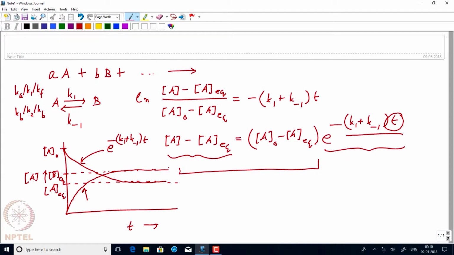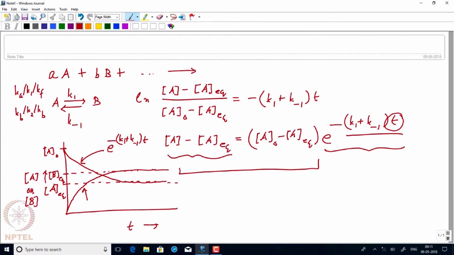So the point here is that for an equilibrium reaction with two opposing rate constants, k1 and k minus 1, the way it reaches the equilibrium doesn't depend only on the forward rate constant or the reverse rate constant. It actually depends on the summation of these rate constants. And in this plot, we plotted either the concentration of A or the concentration of B. So this is a general plot.